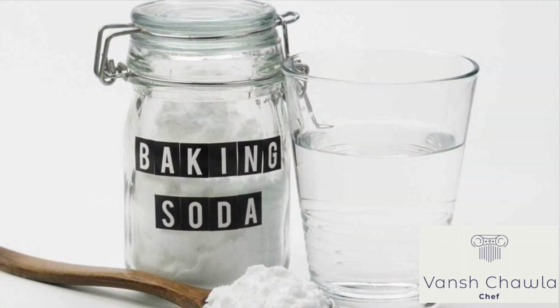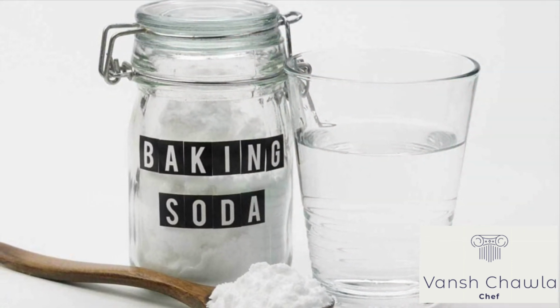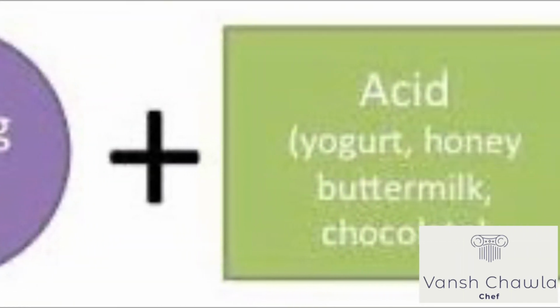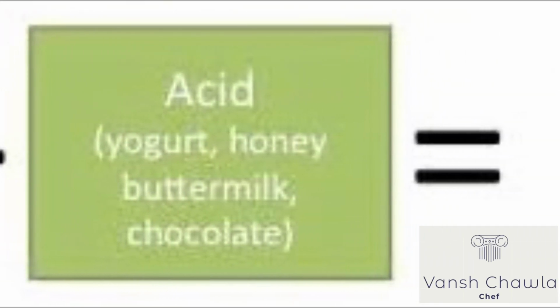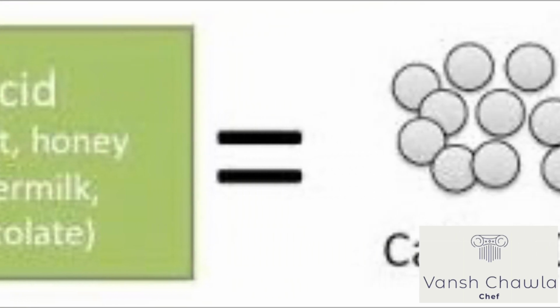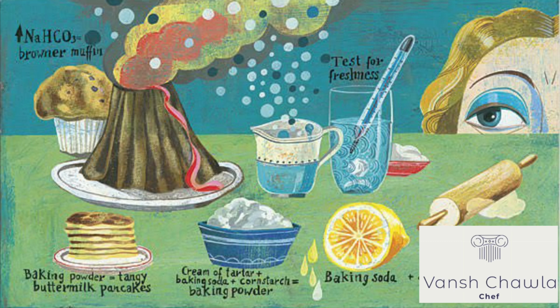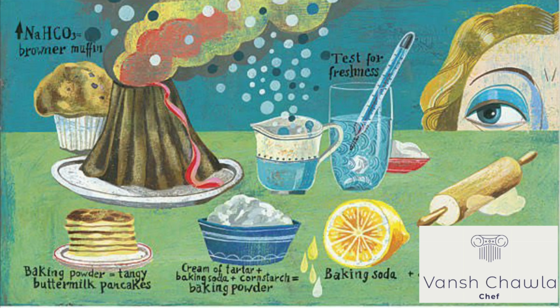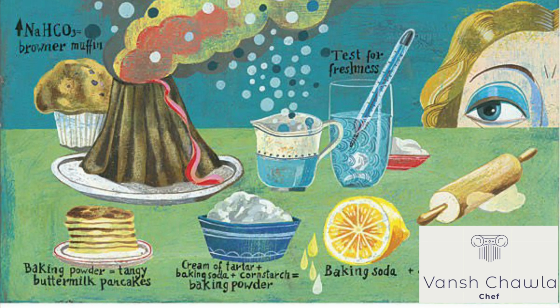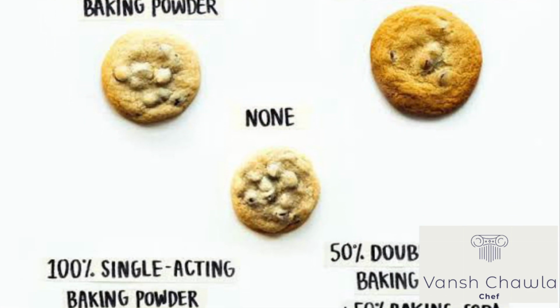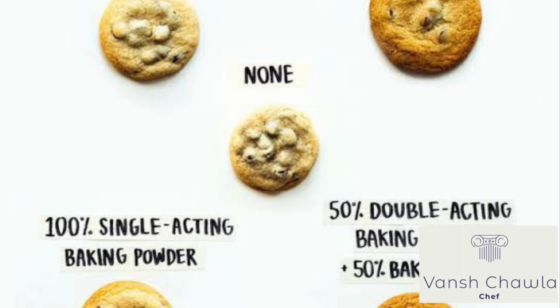So first let's talk about baking soda. Baking soda, also known as sodium bicarbonate, reacts with moisture and sour food products to release carbon dioxide, which eventually puffs up the food. Baking soda needs ingredients which are sour, like curd or buttermilk, to react, and that's why just adding baking soda to recipes without sour ingredients will not be of any use.